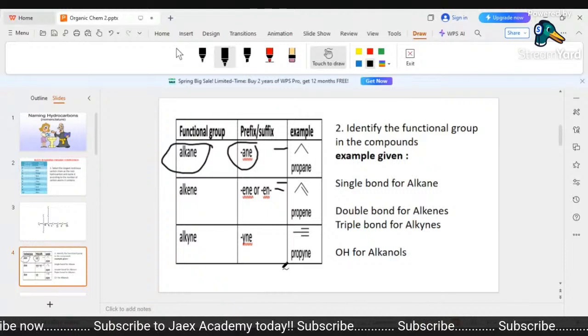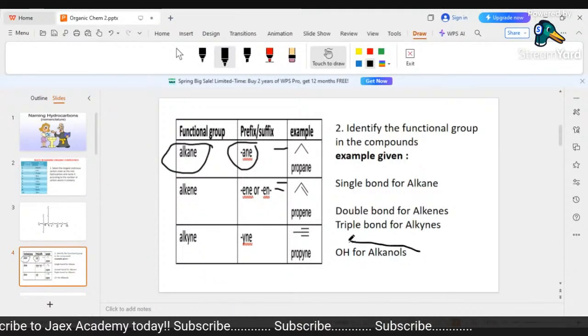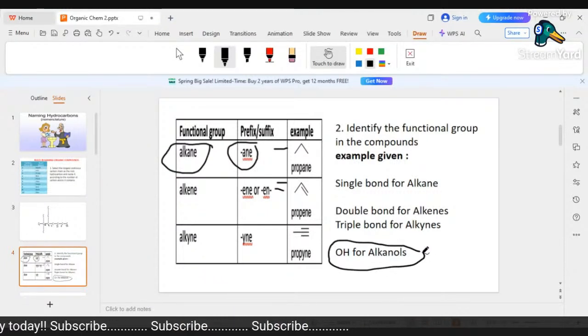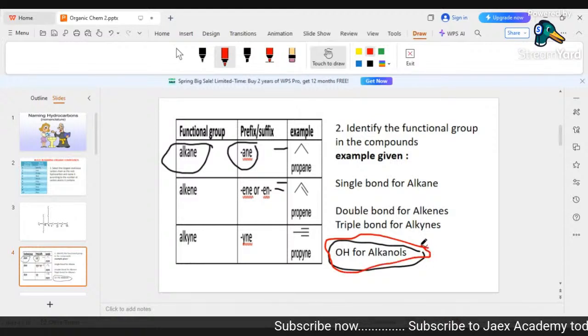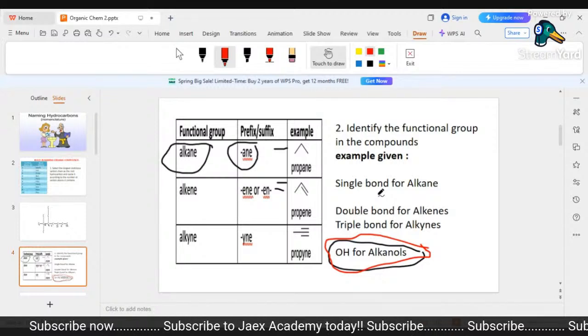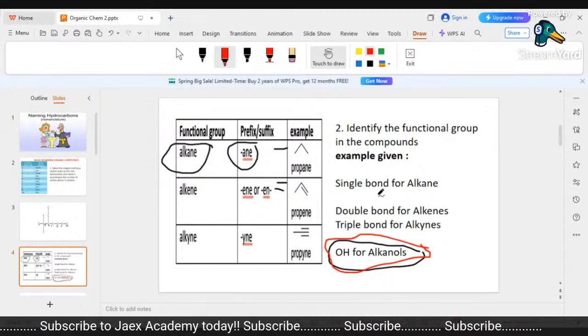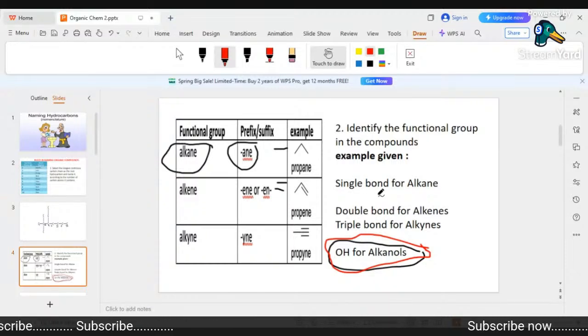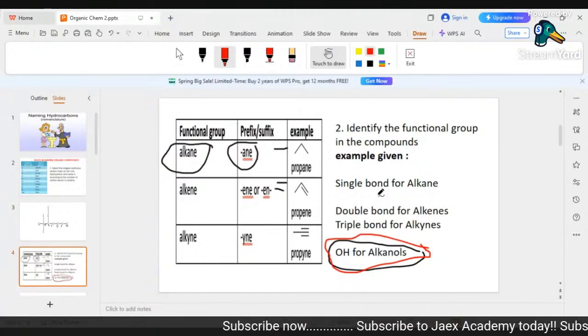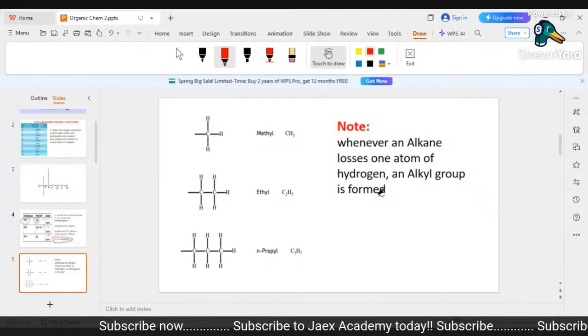And the last one, alkanols have a functional group of OH. I repeat, alkanols have a functional group of OH. Now, what this means is this. When you name, first of all, identify the longest chain. Then the second thing to do is identify the functional group and merge the first row and the second row together. Look at an example.